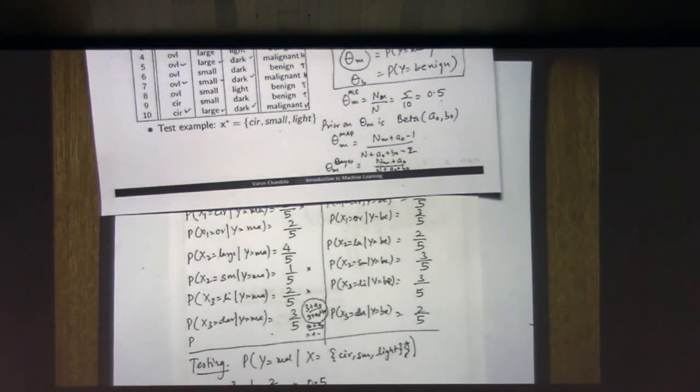Right, and that makes sense, because in the beginning, when you have very little data and you haven't observed too much, you want to rely on your prior a lot. But as you observe more and more, then you don't really care about your prior. You say, okay, let me use the data.